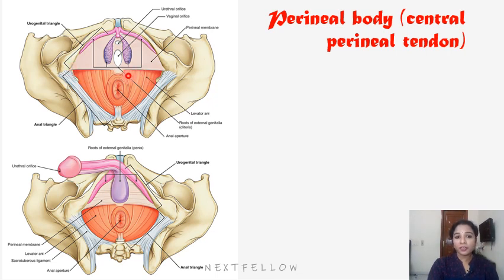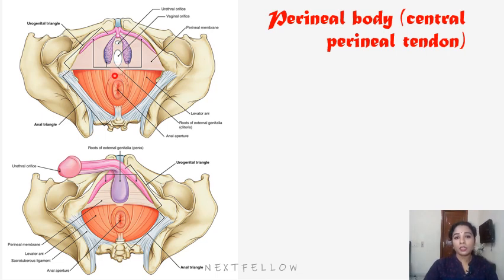So where is our perineal body? The perineal body is here. So it is at the junction between the anal triangle and urogenital triangle. It is just anterior to the sphincter, and in males it is found between the bulb of penis and the anus. So it is between the bulb of penis and anus. We can see the perineal body in males, and in females it is present between the vagina and the anal canal. This is the vagina and the anal canal, in between this is the perineal body.